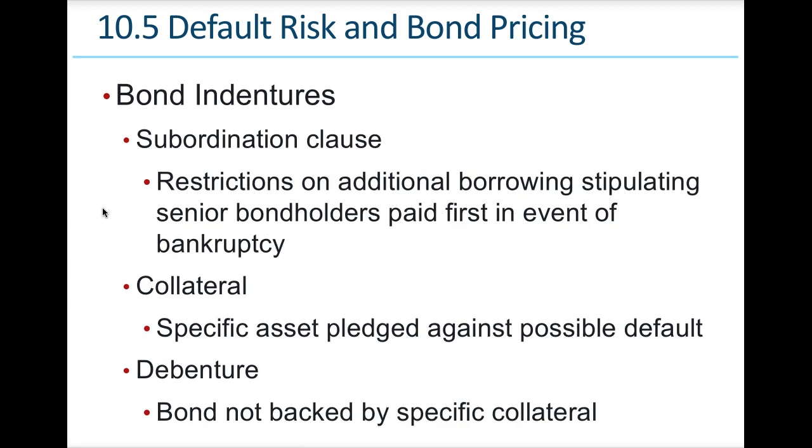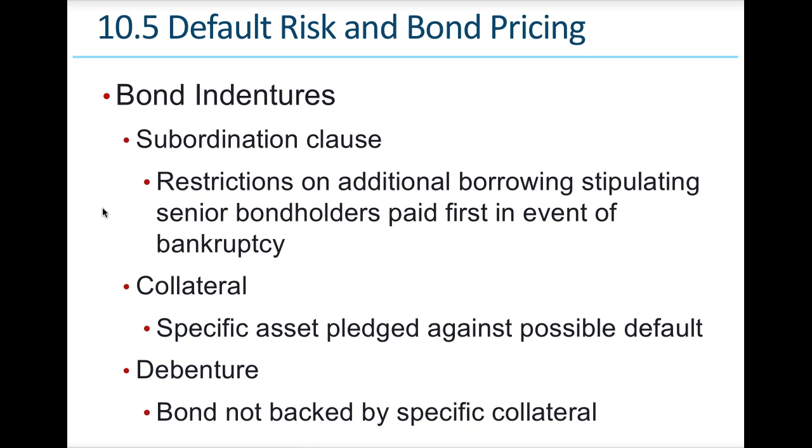Okay, so as far as bond indentures, we have a subordination clause, which could say that any additional borrowing is subordinate, stipulating senior bondholders are paid first in the event of a bankruptcy. So this is an important clause to really see where your bond is going to fit in as far as how it's going to be paid back in relationship to other bonds. Because you really wouldn't want a company to issue new bonds that are going to be paid back before your current bonds. So these are important clauses.